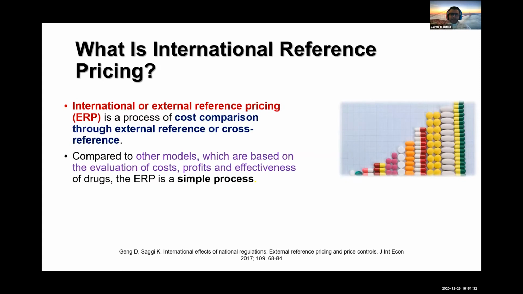So what is international reference pricing or external reference pricing? External reference pricing, also known as ERB, sometimes IRB, but just to avoid confusion with the internal reference pricing that has been mentioned by Dr. Nasser Al-Qahtani, I will use ERB, is a process of cost comparison through external reference or cross references. Compared to other models, which are based on evaluation of cost, profits, and effectiveness of drugs, ERB is a very simple process. You just compare the price that was submitted by the company to the prices in other countries, and ask the companies to submit price certificates in the countries in which their products have already entered.